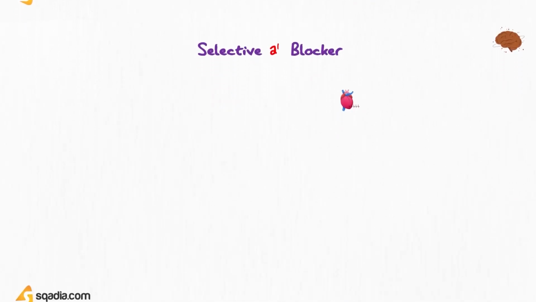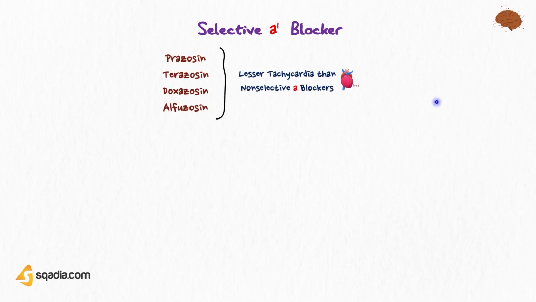Next, we are going to move towards selective alpha-1 blockers. The selective alpha-1 blocker is used to block only the alpha-1 receptor and not the alpha-2 receptor. What is the function of the alpha-1 receptor? When it gets stimulated, it increases the blood pressure. Already discussed, it causes vasoconstriction. And when it is blocked, it decreases the blood pressure. Note here, the selective alpha-1 blocker causes lesser tachycardia than non-selective alpha blockers.